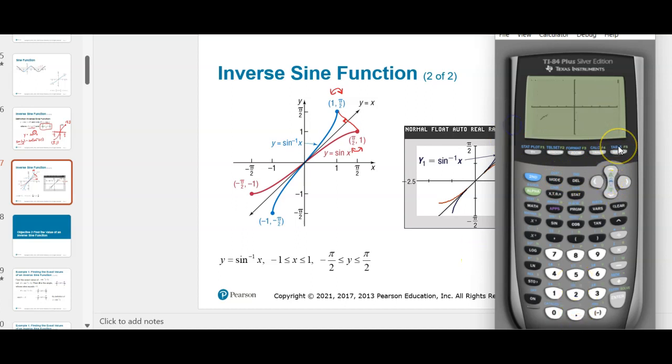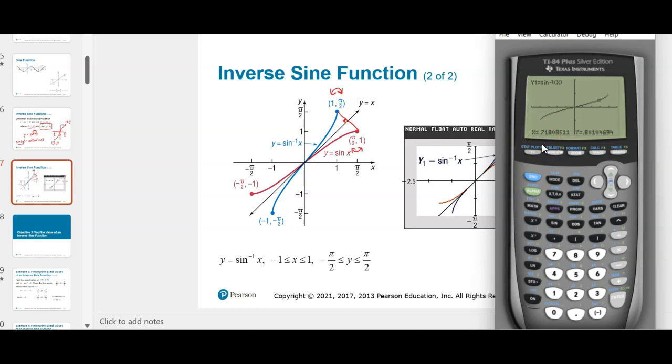All right, so there's my graph. There's the inverse sine function. All right, so that is that blue curve that you're seeing there. If you press trace, what you're now seeing are coordinates where the x coordinate is a value that sine would output. So 0.718 roughly is my x coordinate.